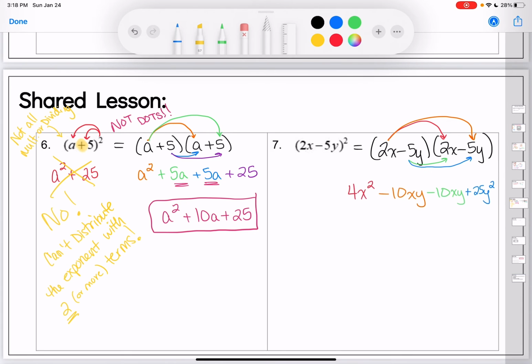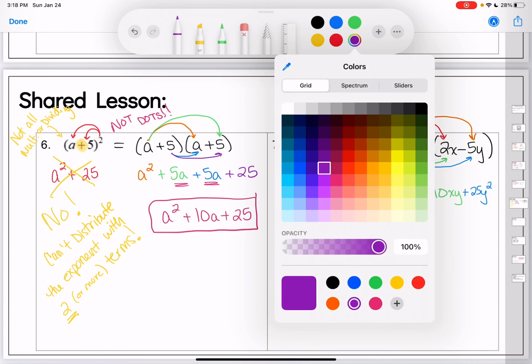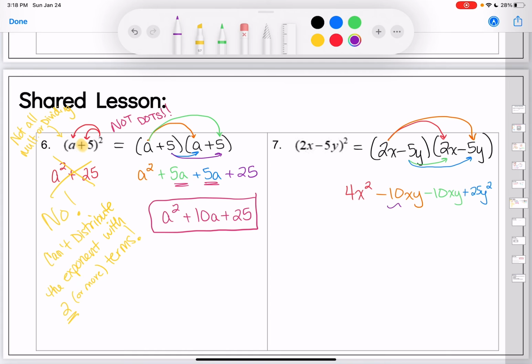There we go. Okay. Now, no matter what order you wrote your two variables in the middle there, those are like terms, whether it's xy or yx. Those are like terms because they have the same variables with the same exponents. So I do need to combine those. So I get 4x squared minus 20xy plus 25y squared.